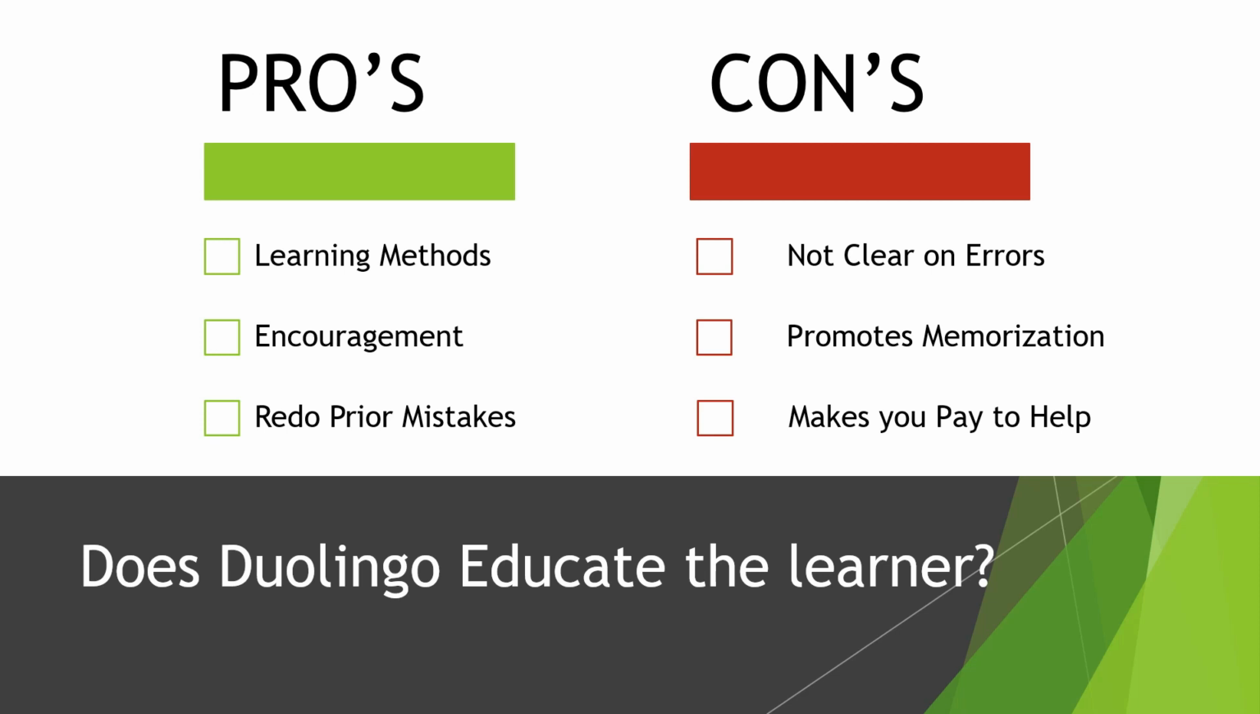The downside of Duolingo's education efforts is that it's not clear on errors and promotes memorization with the lack of explanations. For many questions, I wasn't sure why the answer was correct, but I knew it was correct, so I just chose it. It becomes a game of memory at that point, and then the learner just chooses something and lacks understanding of why.